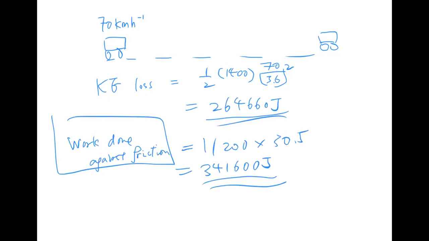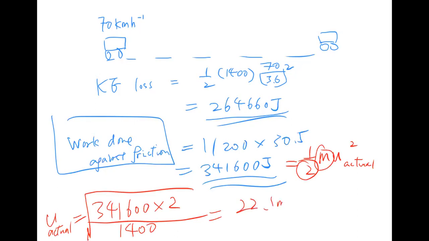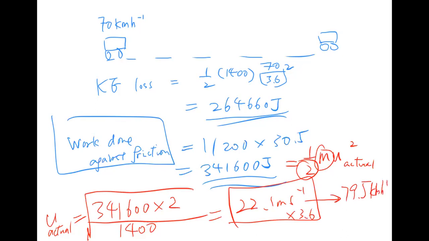If you need to find the actual speed, we can also find that. The question doesn't ask that, but we can also find that. These values should be equal to the half mv squared, the actual value. Understand what I mean? So you may find this actual value by using 341,600 times two, divide by this mass 1400, and then you take the square root. This is the actual value. So you have 22.1. If you find this speed, you may convert that back into how many kilometers per hour by times 3.6. Okay, so it would become 79.5 kilometers per hour. So this is the actual speed of John.